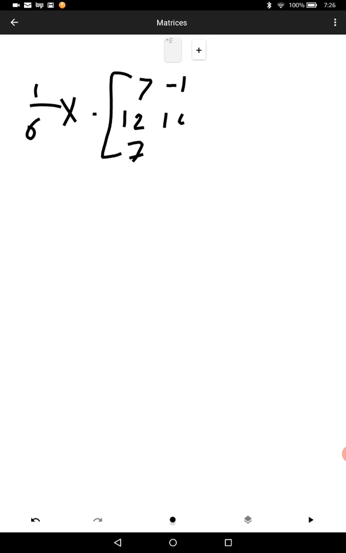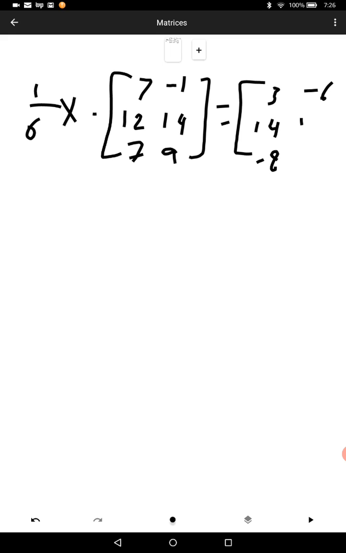Good morning everyone. Today we are going to learn how to solve the equation of matrix. If we have an equation like 1 over 6x minus the matrix 7, 12, 7, negative 1, 14, and 9 equals the matrix 3, 14, negative 8, negative 6, 19, 1.